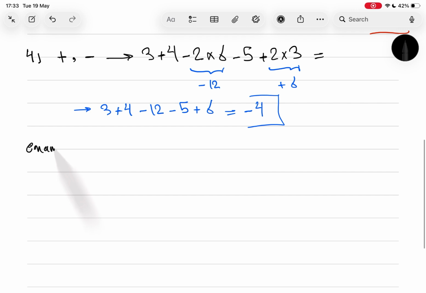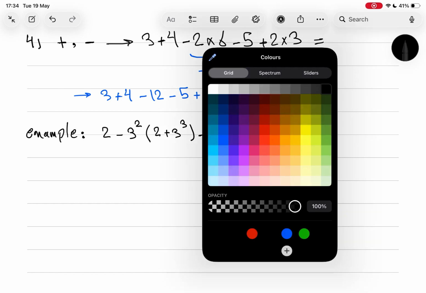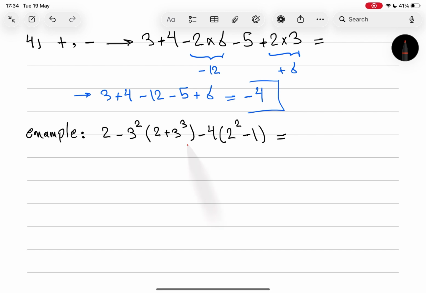Another example. (2 minus 3 squared) multiplied by (2 plus 3 to the power of 3) minus 4 times (2 squared minus 1). As we said earlier, the first priority is parentheses. So, we begin by solving the expressions inside the parentheses first.